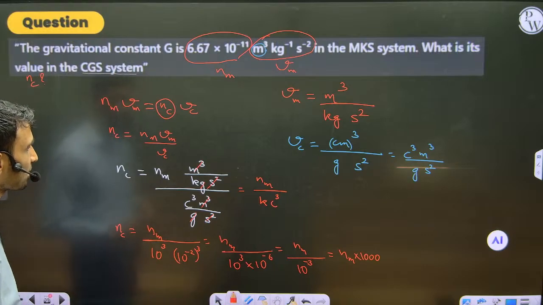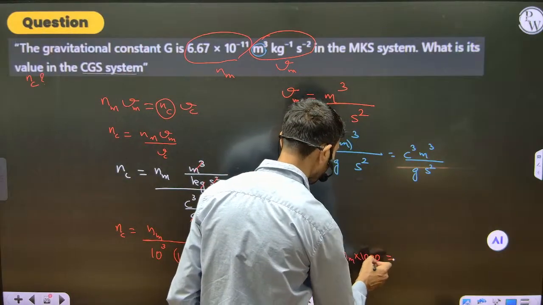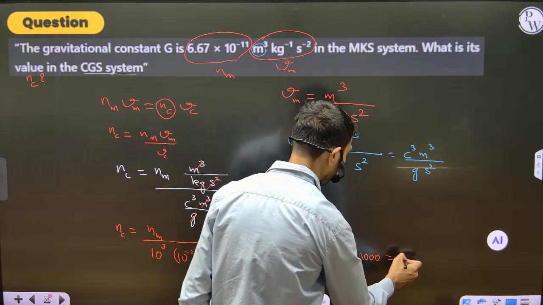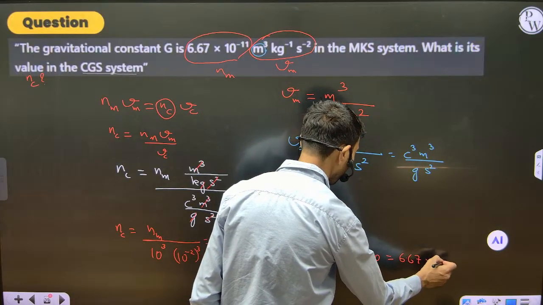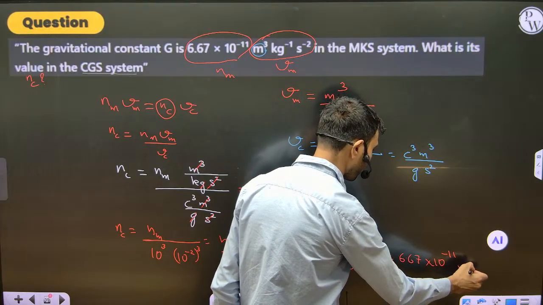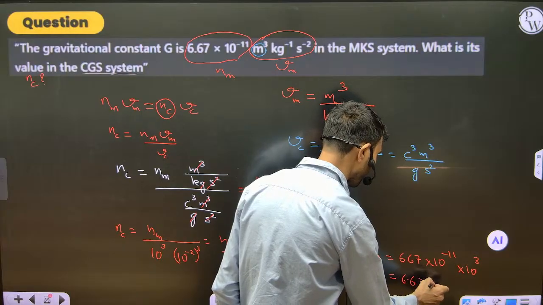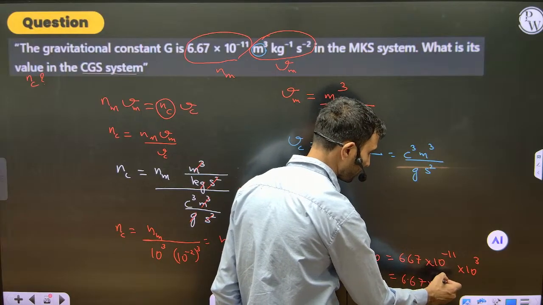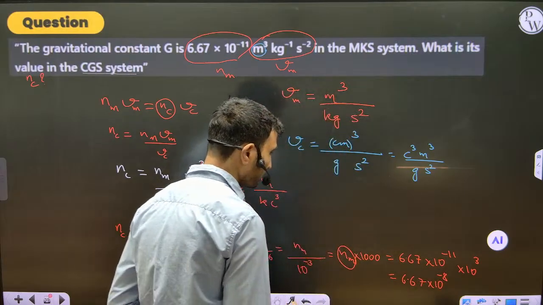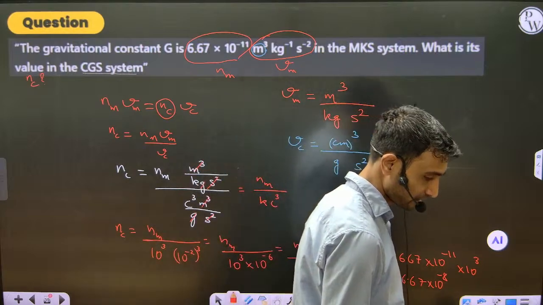So what is the value in the CGS? Whatever you are getting, NM into 1000. And what is NM? 6.67 into 10 raised to the power minus 11, into 10 to the power 3. So that will give you 6.67 into 10 raised to the power minus 8. So that's the value we wanted to find out, right? Take it down.